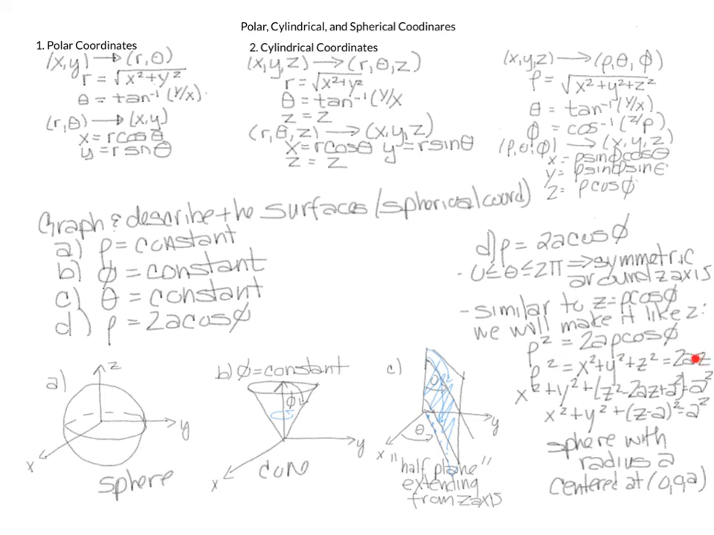So we're going to move the minus 2az here. We're going to add a squared. That will allow us to complete the square here. But by adding the a squared on the left side, we need an a squared on the right side. And then I have my completing the square here. And what we have is an equation of a sphere with radius a, centered at 0, 0, and a. Those are my 4 surfaces for spherical coordinates for you.